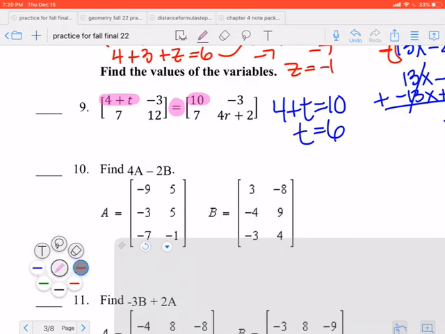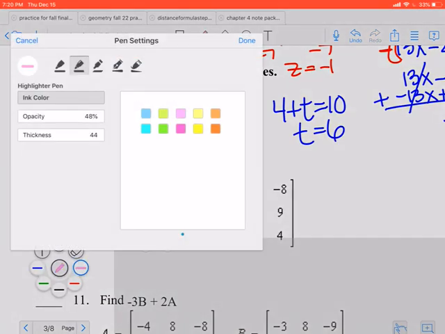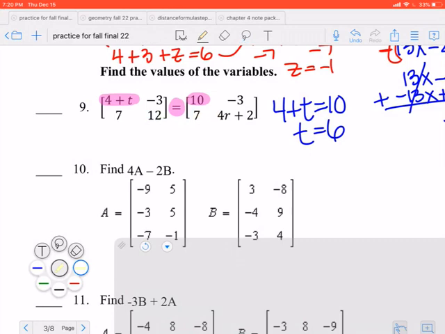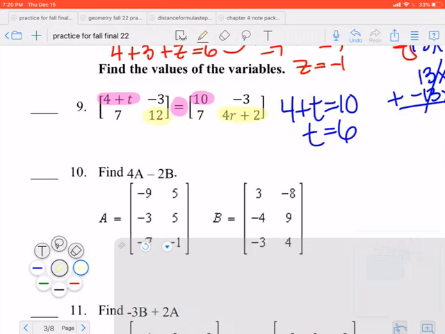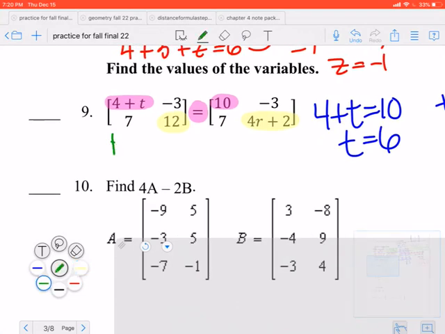Now I'm going to look for my other variable right here. So that expression is going to be equal to 12. 4r plus 2 equals 12. Subtract 2 both sides. 4r is 10.